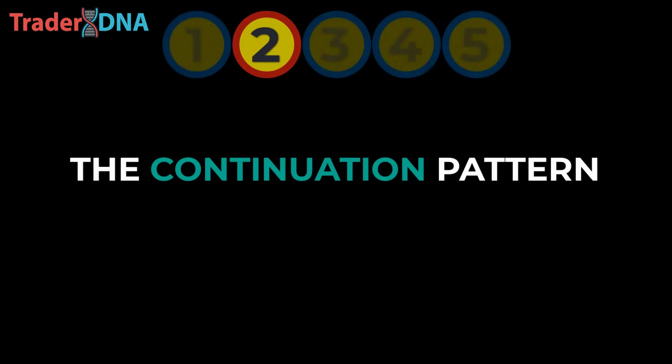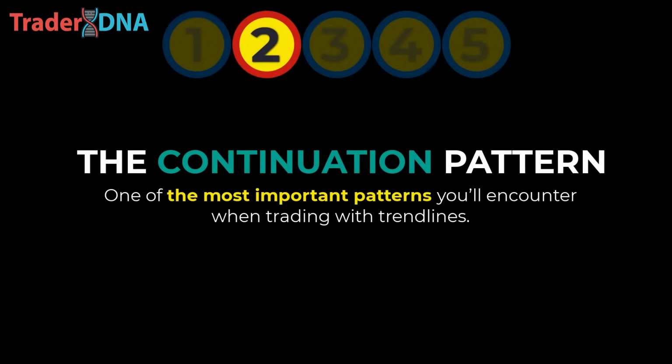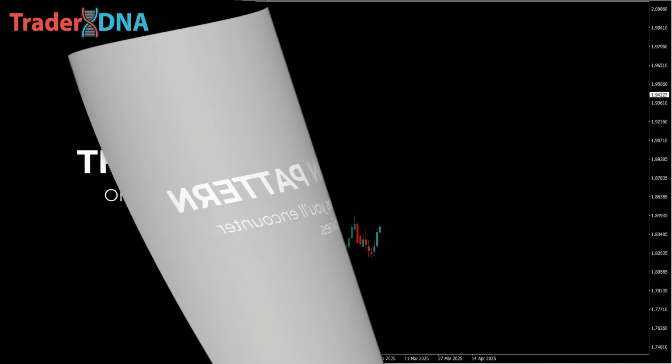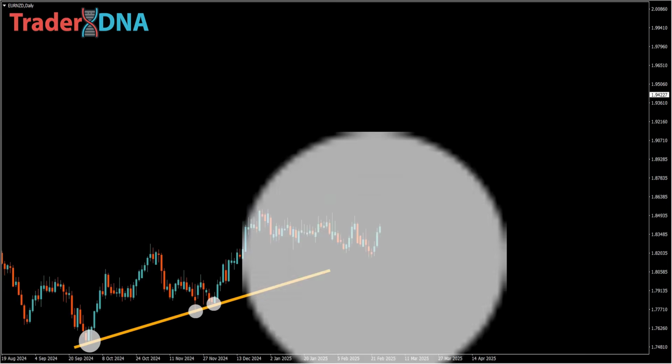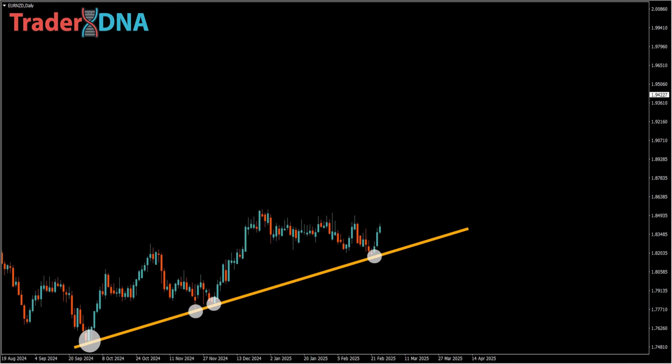Let's begin by talking about the continuation pattern, one of the most important patterns you'll encounter when trading with trend lines. This pattern forms when the price pulls back to the trend line and then quickly bounces back in the direction of the original trend. It's basically the market saying, hey, I'm just taking a quick breather before I continue moving in the same direction. And when you spot it correctly, it can offer you some incredibly high probability trading opportunities.